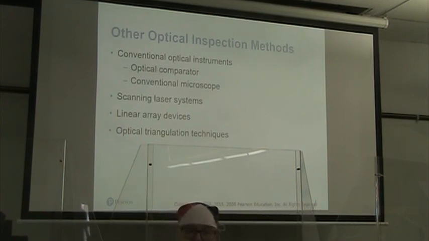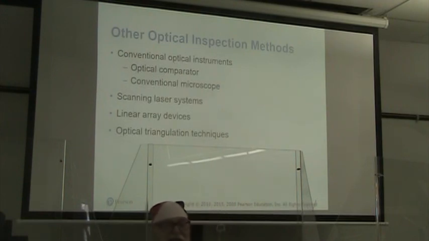Of course, we have some other optical inspection methods. Conventional optical instruments. First of all, we have the optical comparator. This is an old technology, but still a good one. Conventional microscope, obviously also an old technology. We have scanning laser systems, linear array devices, and we have optical triangulation techniques.